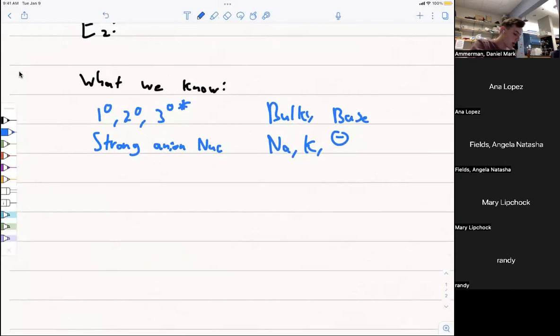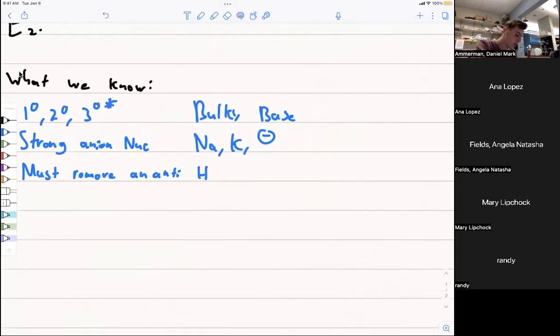So strong anion nucleophile, it must remove an anti hydrogen. It has to, every single time. It has to remove an anti-hydrogen. We want to follow Zaytsev's rule and get the more substituted one, but if we're doing this, it has to be anti.